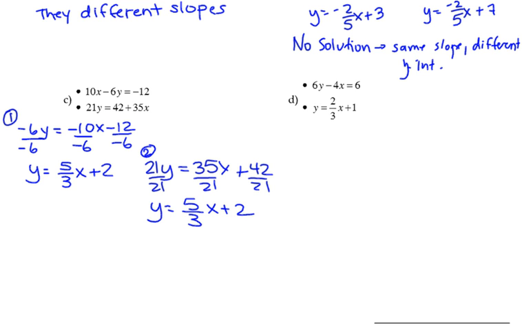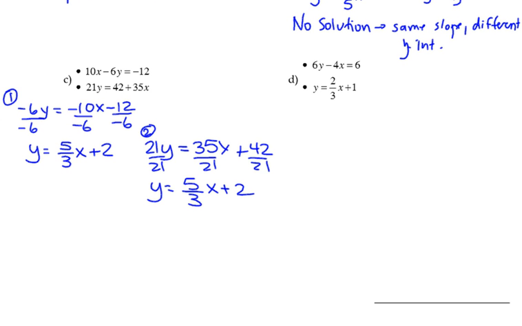So what do we have here? Coincident lines, therefore how many solutions? Infinite. They're the same line. Infinite solutions because your reason could be the same line or same slope, same y-intercept.